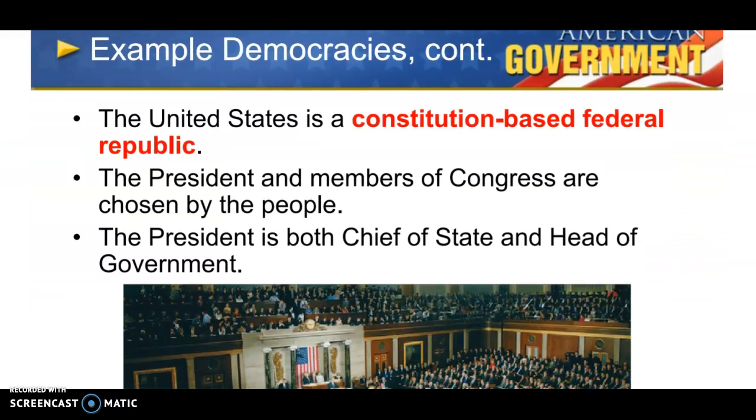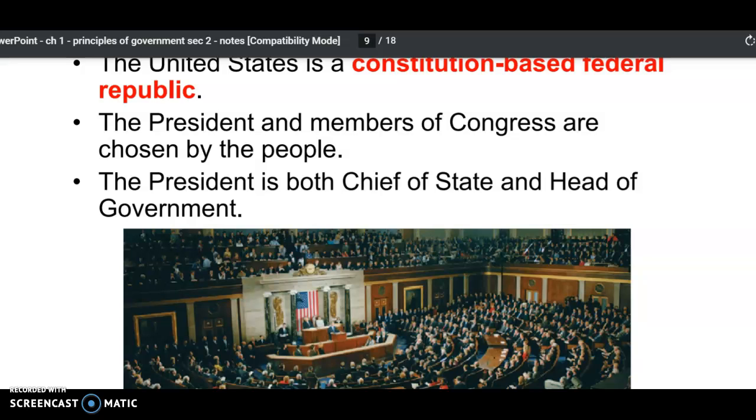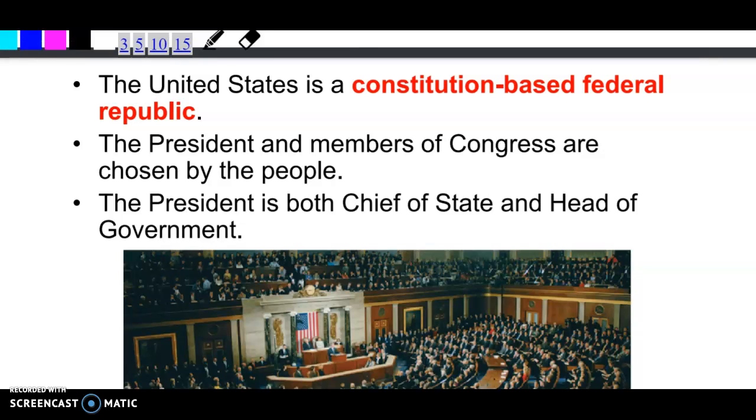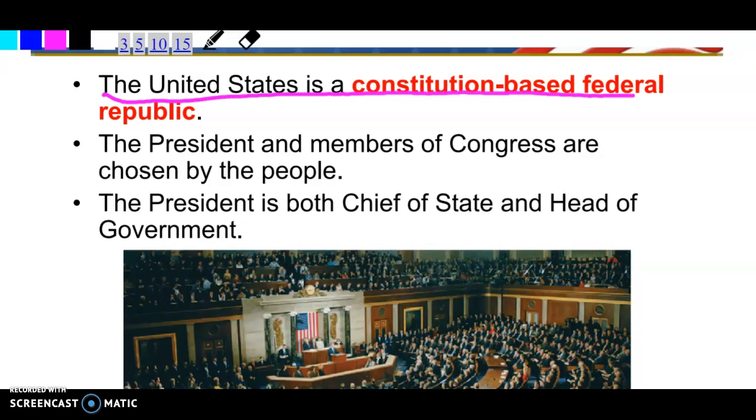So more examples continued of democracies around the world. Here is the United States. So the United States is a constitution-based federal republic. That's a very long title, but that is the kind of democracy that we have. We have a constitution-based federal republic.